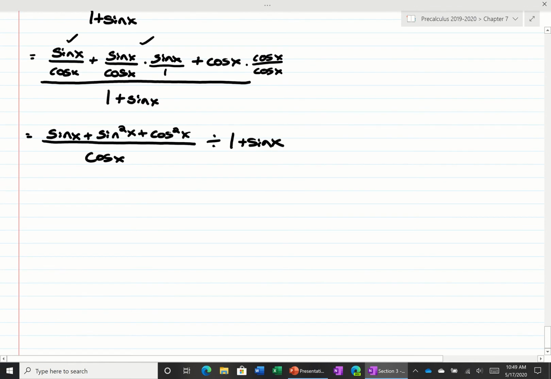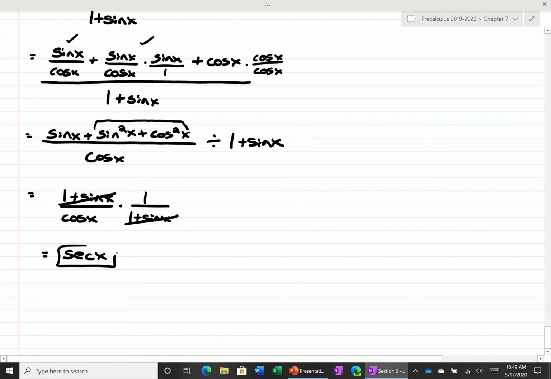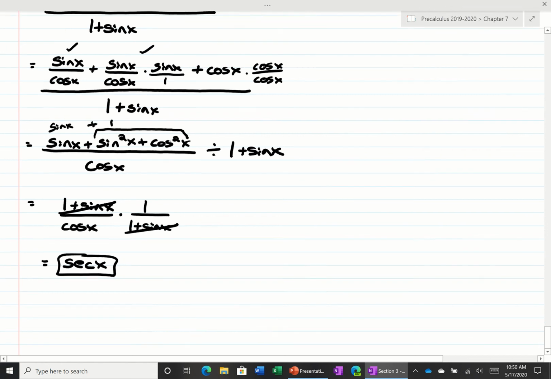Well, this is a Pythagorean identity. That's just 1. So we really just have 1 plus the sine of x over cosine of x. And we're multiplying that by 1 over 1 plus sine of x. 1 over cosine is secant, which is what we wanted. All right? I just did a little rearranging. I mean, this is sine of x plus 1. I wrote 1 plus sine of x. It's the same thing. All right, so that was number 5.